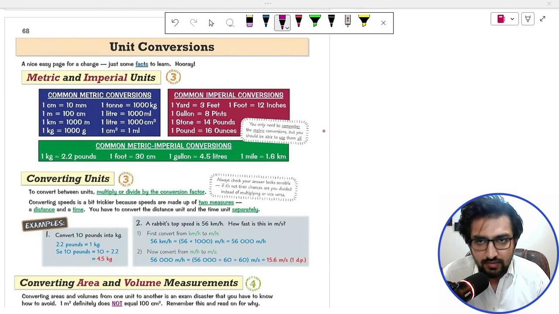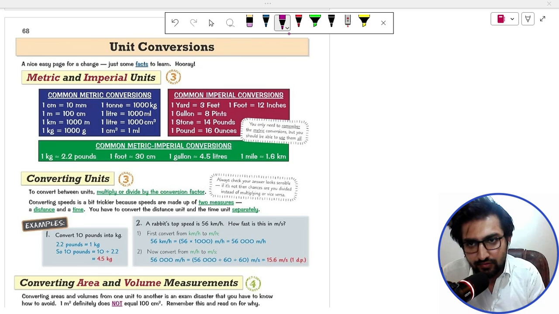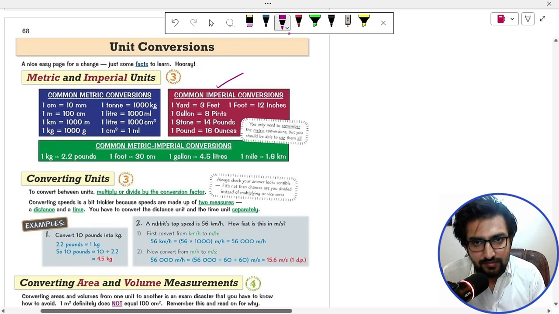Hello, today we will start unit conversions. This is the new topic after compound growth and decay. There are two types of unit conversion. The first one is common metric conversion, the second one is common imperial conversions.